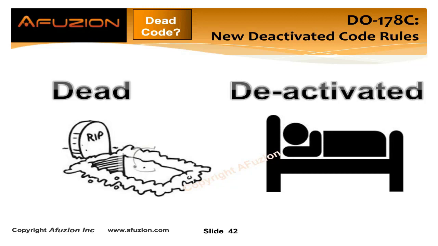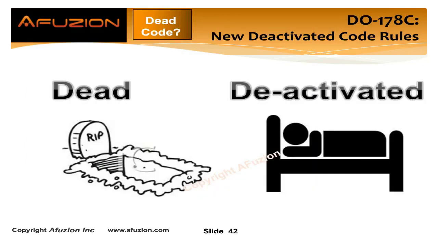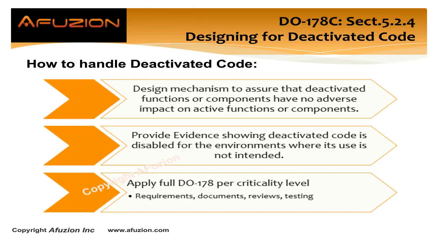Dead code needs to be removed, buried, get rid of it. Deactivated code looks like dead code, but it's not. It's deactivated code. It's sleeping and can wake up at a future time. Don't remove it, simply justify it and account for it. A very common gap. Remember, to design for deactivated code, we need a design mechanism that ensures that deactivated functions have no adverse impact on active functions or components.